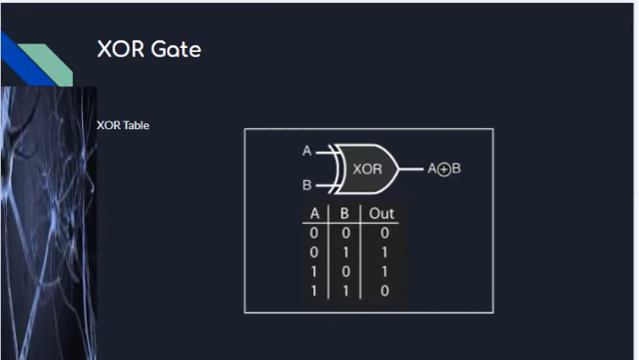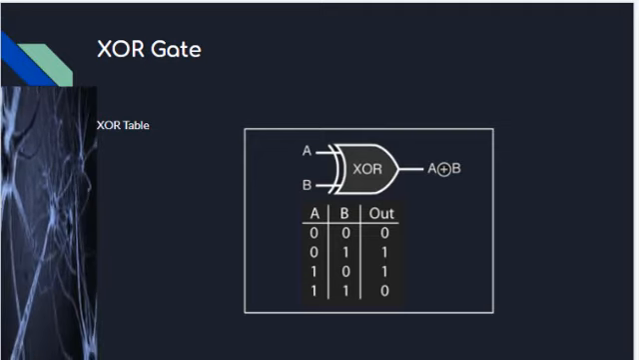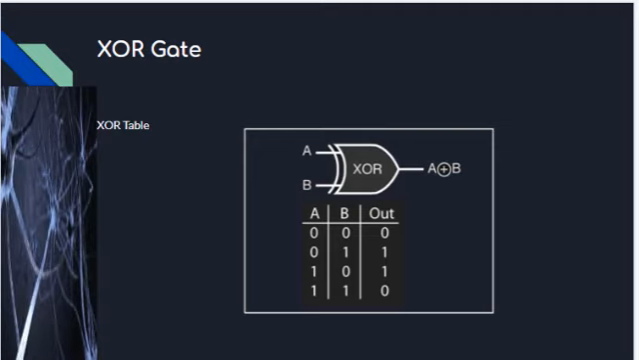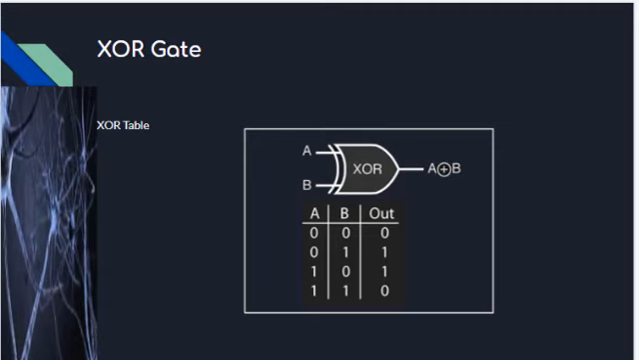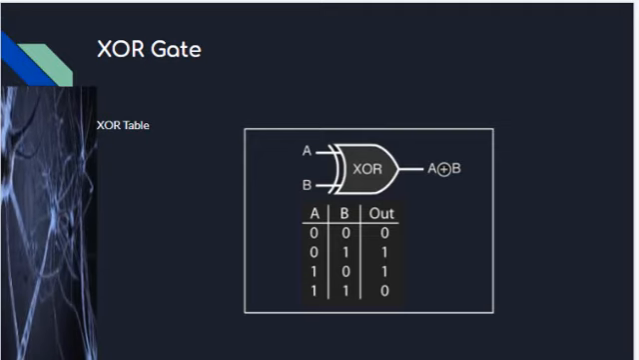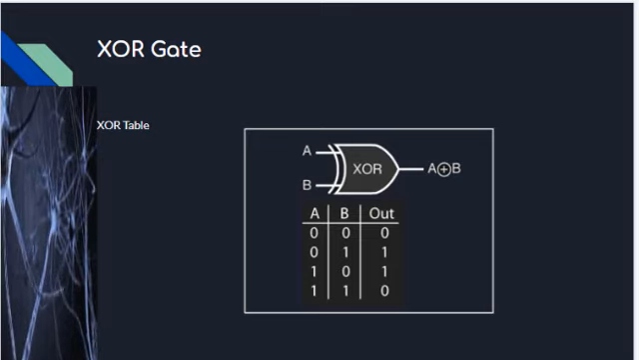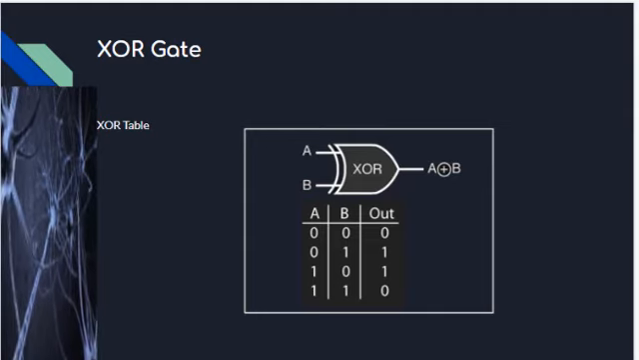This is the truth table for the XOR gate, which outputs 0 when both inputs are equal, which means A equal to 0, B equal to 0 outputs 0, and A equal to 1, B equal to 1 outputs 0. For the remaining inputs, it produces the output 1. This is the truth table for the XOR gate.